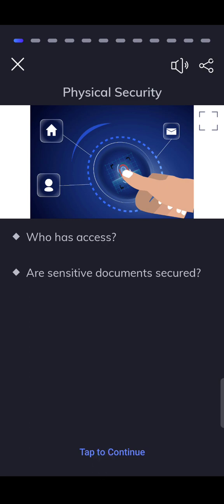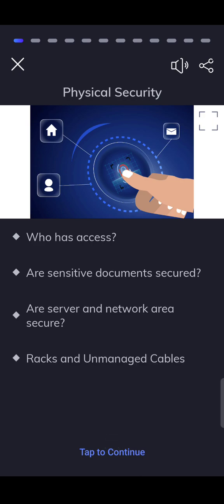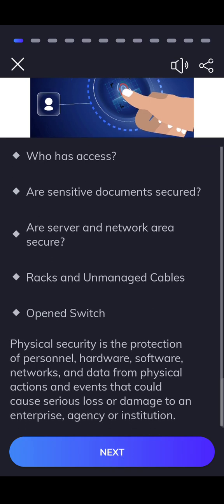Are sensitive documents secured? Are server and network areas secure? Racks and unmanaged cables. Open switch. Physical security is the protection of personnel, hardware, software, networks, and data from physical actions and events that could cause serious loss or damage to an enterprise, agency, or institution.